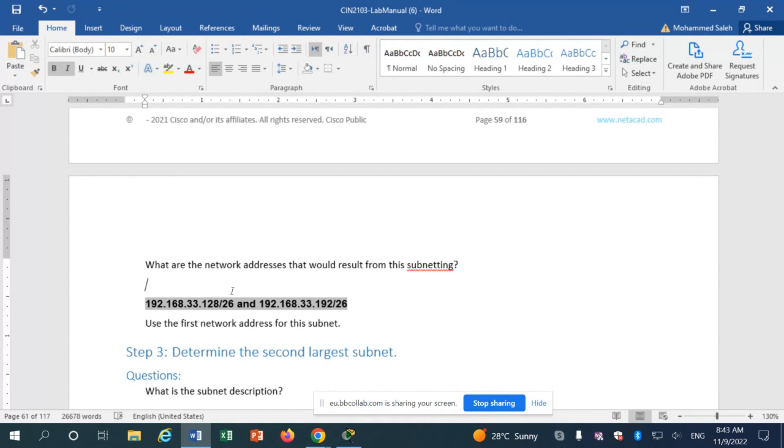dot 128, dot 192, they are not the same numbers. You can put them under each other, no problem. How did they find out? We know how we found. We know what the network addresses are that would result from this subnetting. Okay, then you will use the first one, 192.168.33.128.